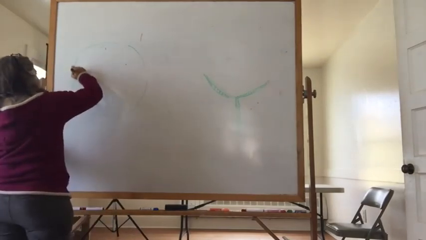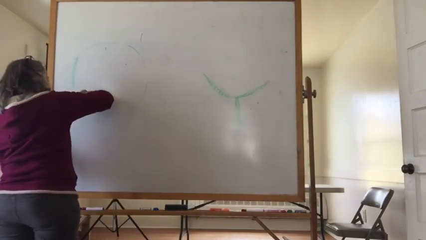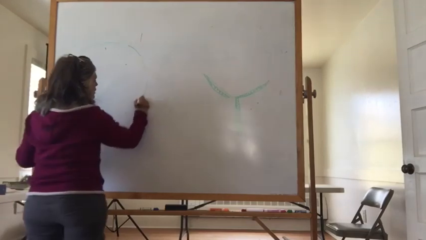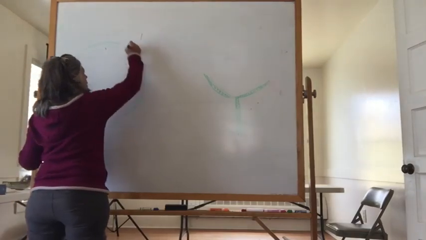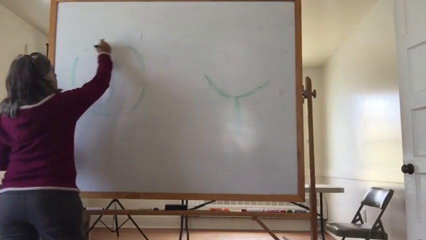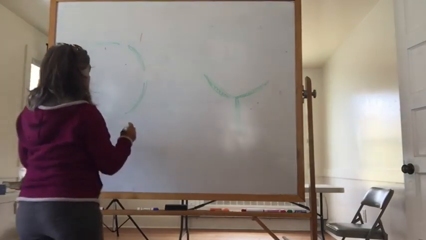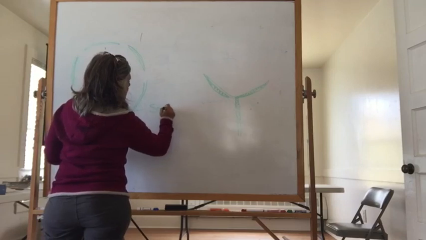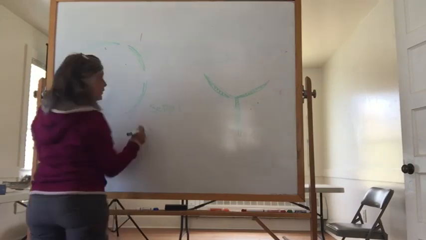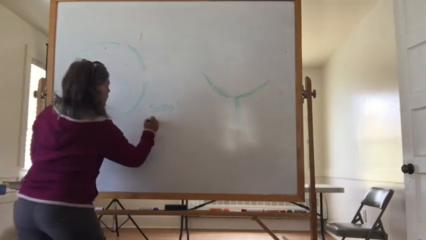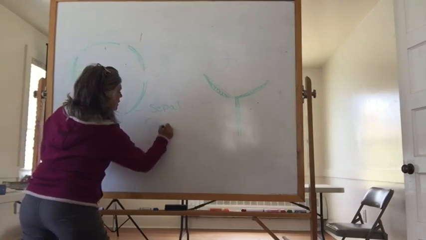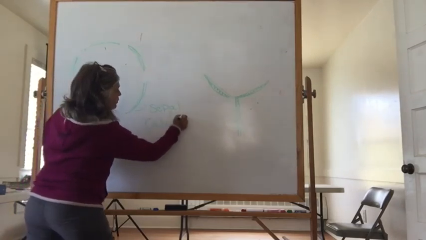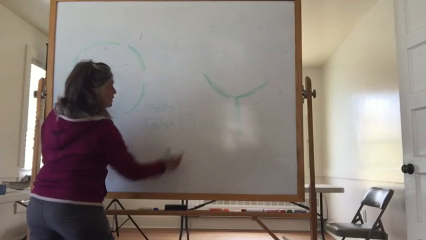So the outer green part of the flower is the, let's see, each individual is called a sepal, and together they're the calyx. Okay, so this is like if they're fused is the calyx.